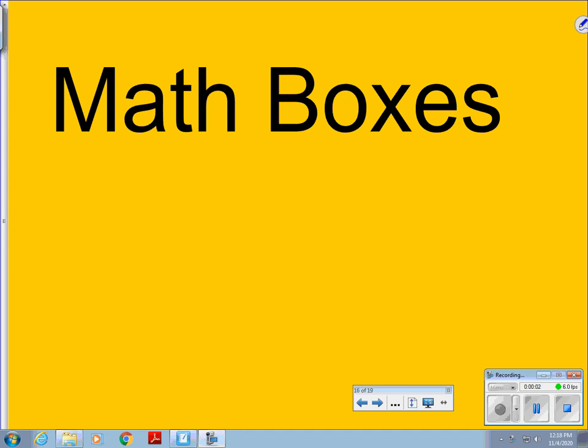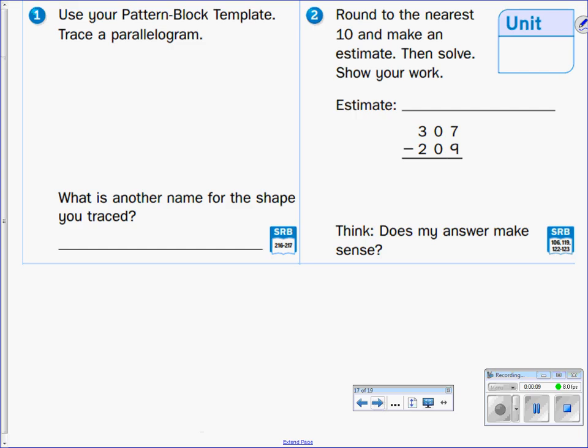All right, boys and girls, let's do math boxes 4.6. Number 1, use your pattern block template to trace a parallelogram. Well, if you don't have a pattern block template, you can just draw one freehand.